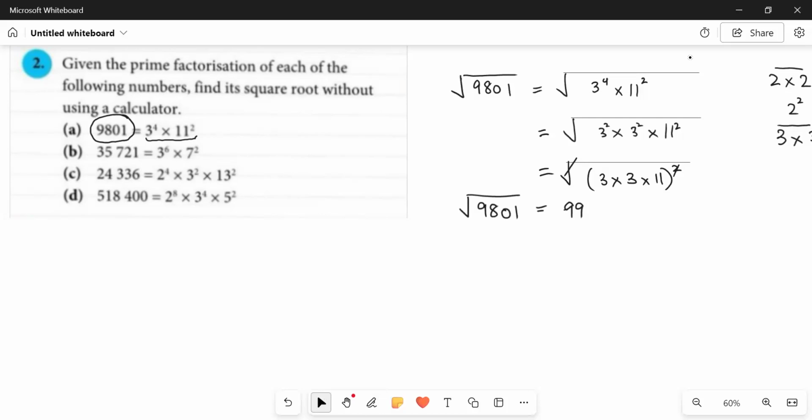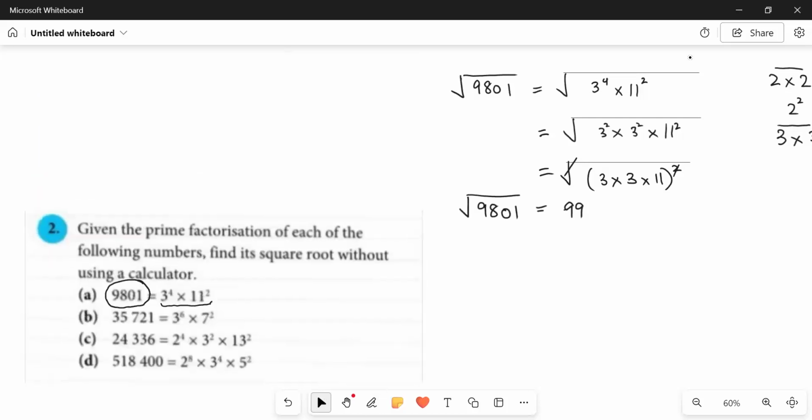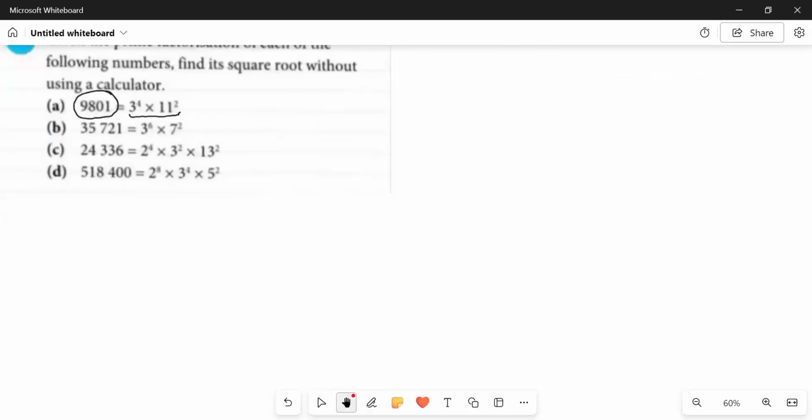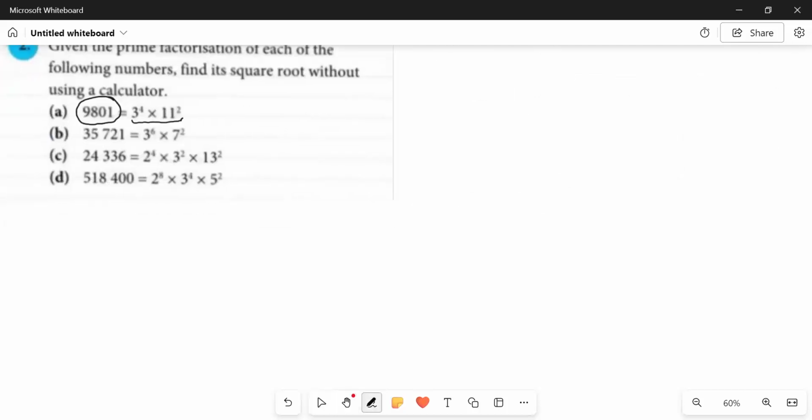Next we have 35721. इसको हम भी फाइंड आउट कर लेते हैं. देखते हैं कि इसके हमारे पास यहाँ पर क्या फैक्टर्स गिवन हैं. तो ये देखिए, यहाँ पर वी हैव 6 3s. 3 raised to power 6 into 7 squared.